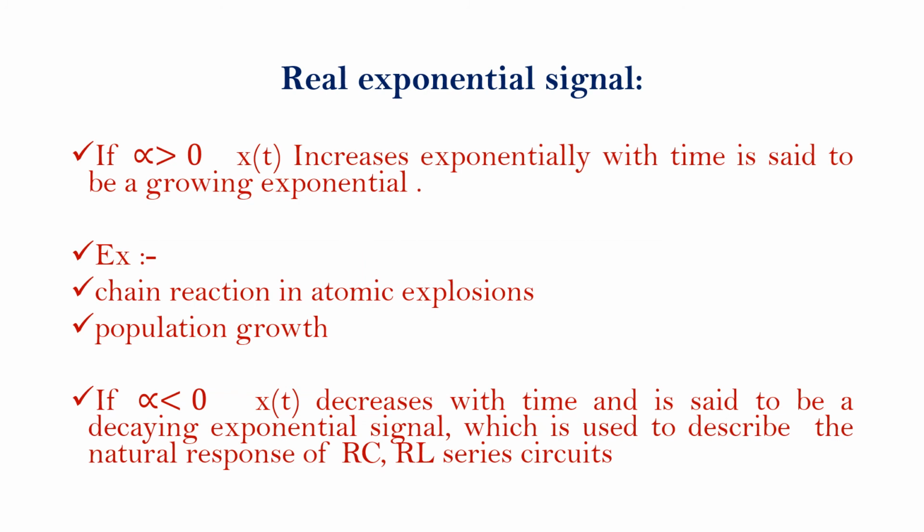Next we are going to see the real exponential signal applications. If alpha is greater than 0, x of t increases exponentially with time and is said to be a growing exponential. Examples: chain reaction in atomic explosions, population growth, that is from lower to higher. If alpha is less than 0, x of t decreases with time and is said to be a decaying exponential signal, which is used to describe the natural response of RC and RL series circuits.